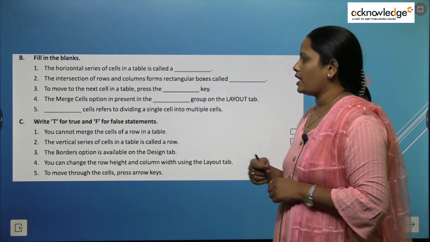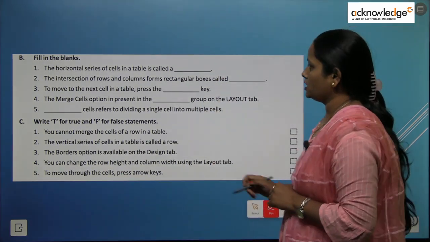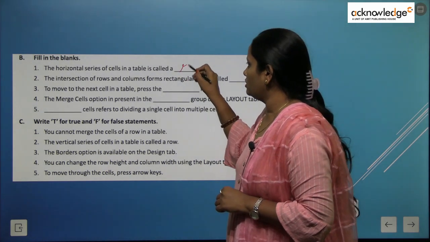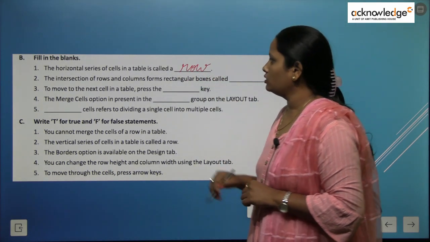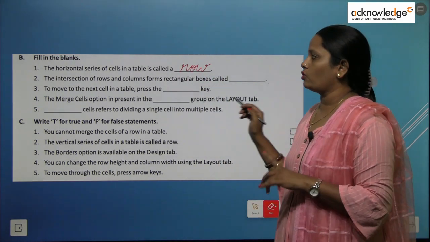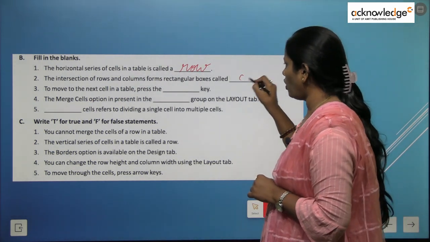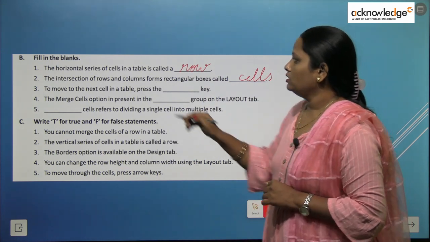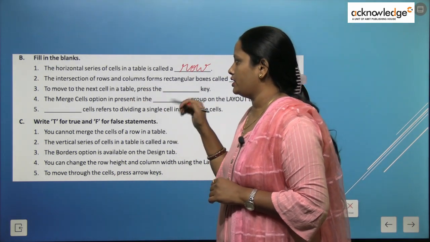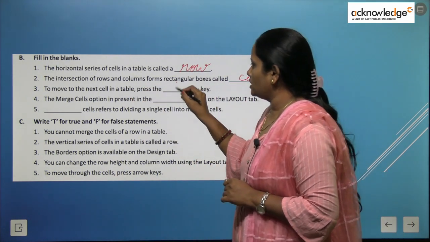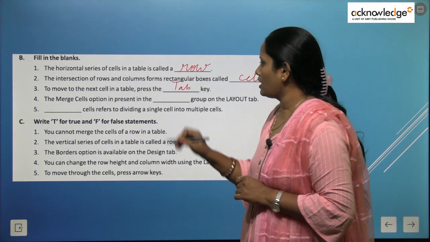Now come to fill in the blanks. The horizontal series of cells in a table is called a row. The intersection of rows and columns, the rectangular boxes, are called cells. To move to the next cell in a table, press the Tab key.